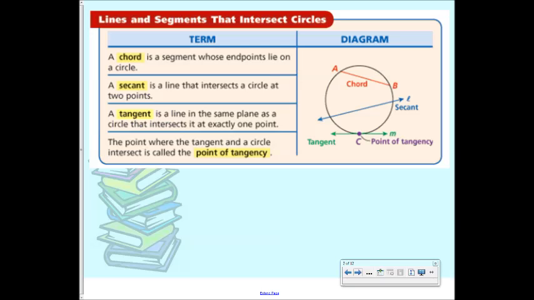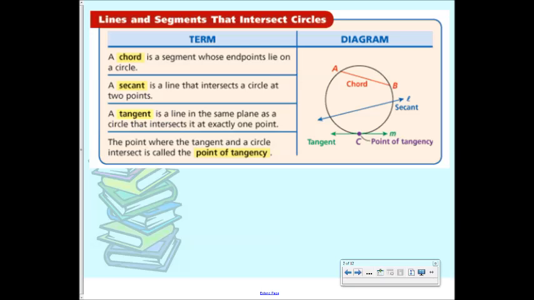So which color up there on the board is a line? Blue. The blue one is a line. Which one is a segment? Red. Okay, which other one is a line? Green. They're both lines because they have arrows at the end, whereas the red one is a segment because it has endpoints. So a chord is a segment whose endpoints lie on the circle. So a chord is a segment, which means it doesn't go forever, and it lies on the circle.